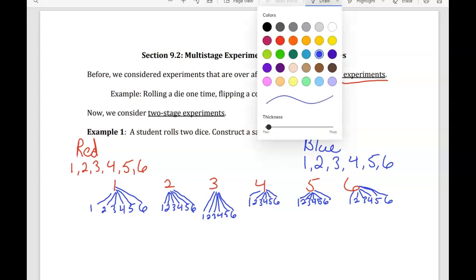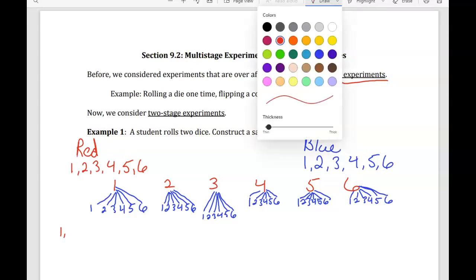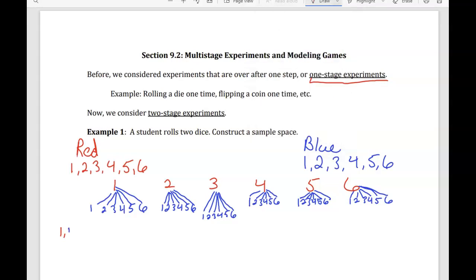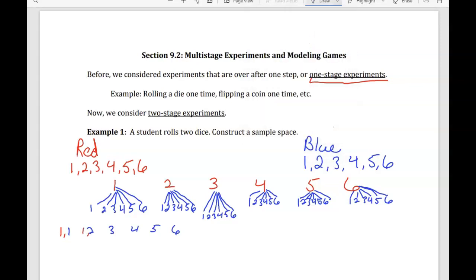So this is one representation of getting our sample space: we can do tree diagrams. If I were to list this out, I would get a 1 for each of the 1, 2, 3, 4, 5, and 6. I do the exact same thing with the 2, the 3, the 4.